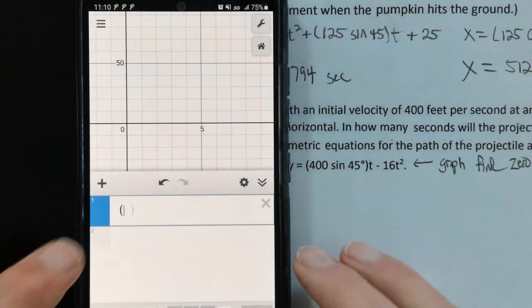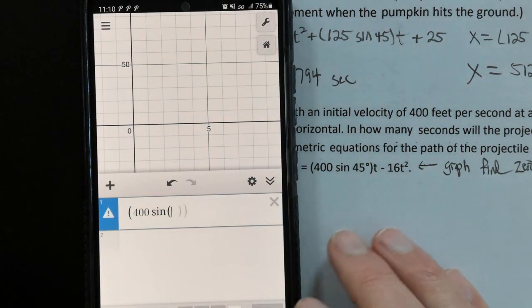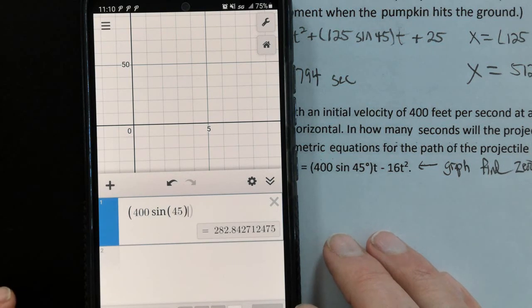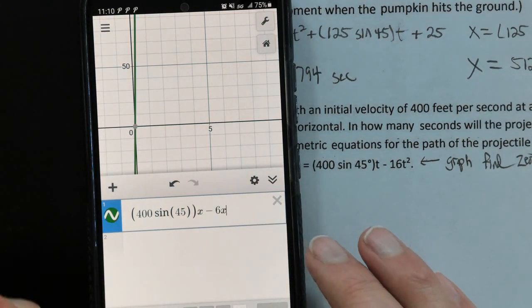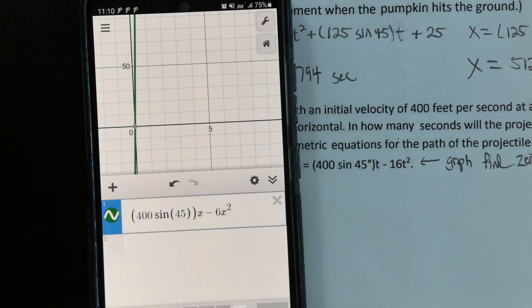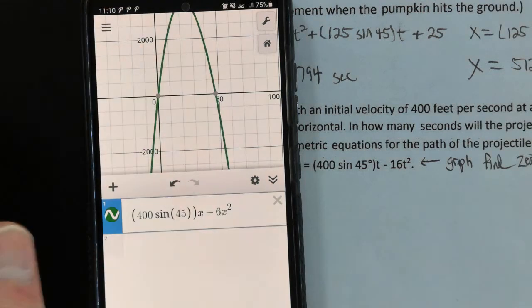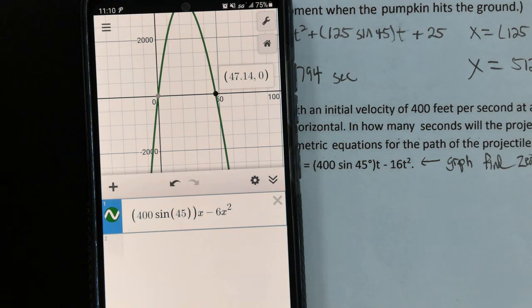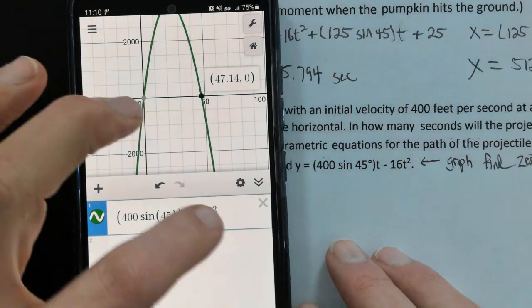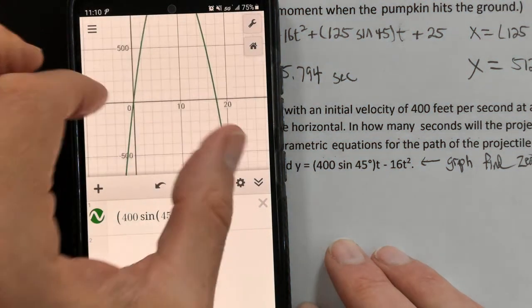So let's take it and plug it in. So we've got 400 sine of 45. Close that off. Put my x out here. Minus 16x squared. All right, so that's the 0 that we need to find. And so I'm going to bring this out here and graph that point. And I need to make sure that this is 16 and not 6, so that makes a difference. Typed that in wrong at first.